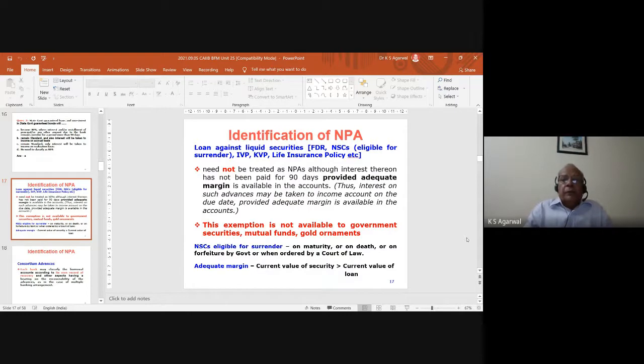One thing which we have to remember, this exemption is not available to government securities, mutual funds and gold ornament. Loan made against government securities, many UP state securities, UP state bonds are there, Kerala bonds are also there, mutual funds are there. And if we make advance against the pledge of gold ornament, then this relaxation is not available.